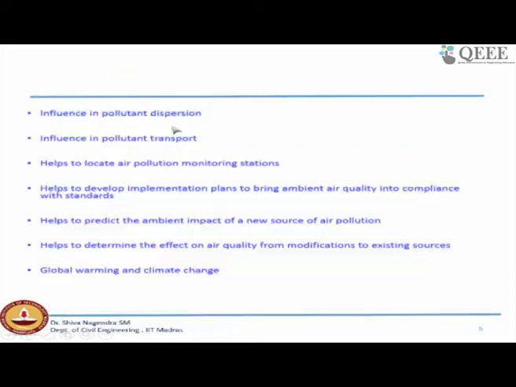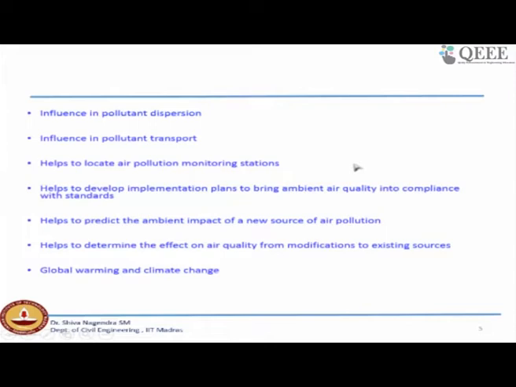Now first, why do we need to study meteorology? It influences the pollutant dispersion, it influences the pollutant transport, and helps to locate air pollution monitoring. Yesterday I also mentioned how to locate, or where to locate, your monitoring station.